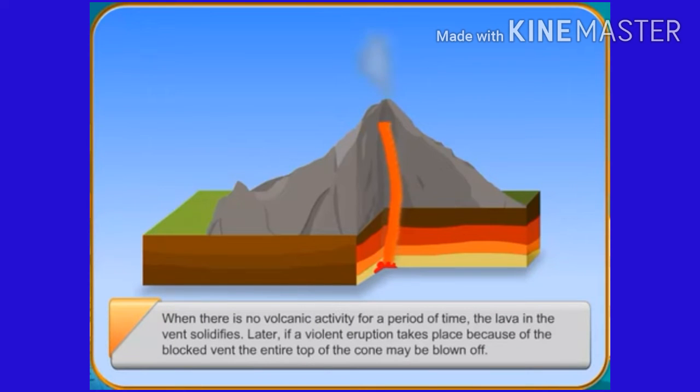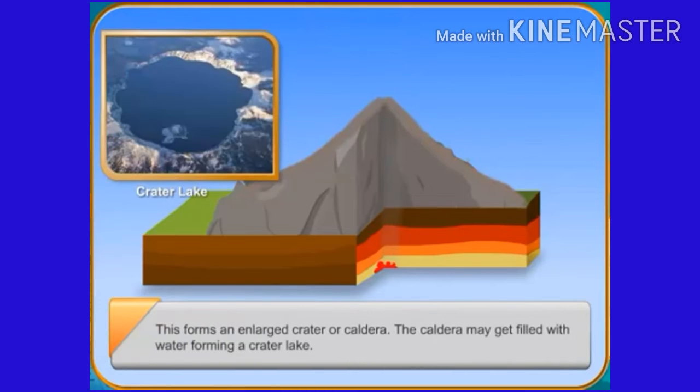When there is no volcanic activity for a period of time, the lava in the vent solidifies. Later, if a violent eruption takes place because of the blocked vent, the entire top of the cone may be blown off. This forms an enlarged crater or caldera. The caldera may get filled with water, forming a crater lake.